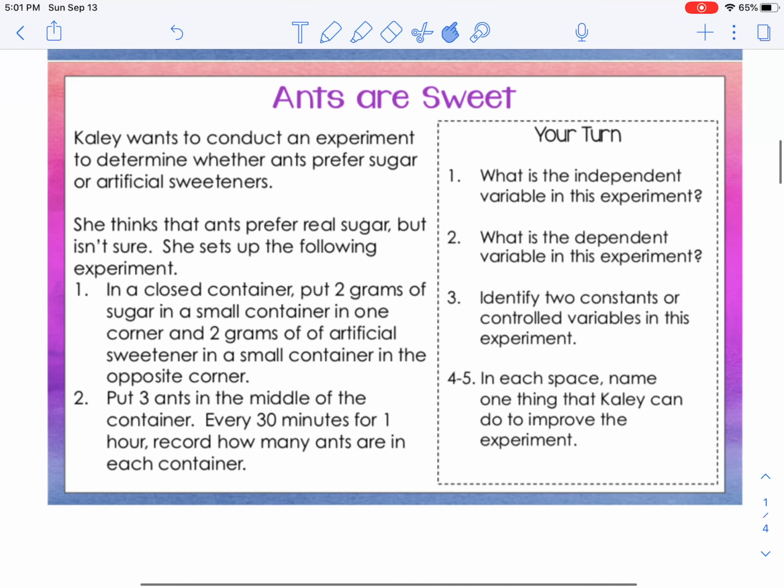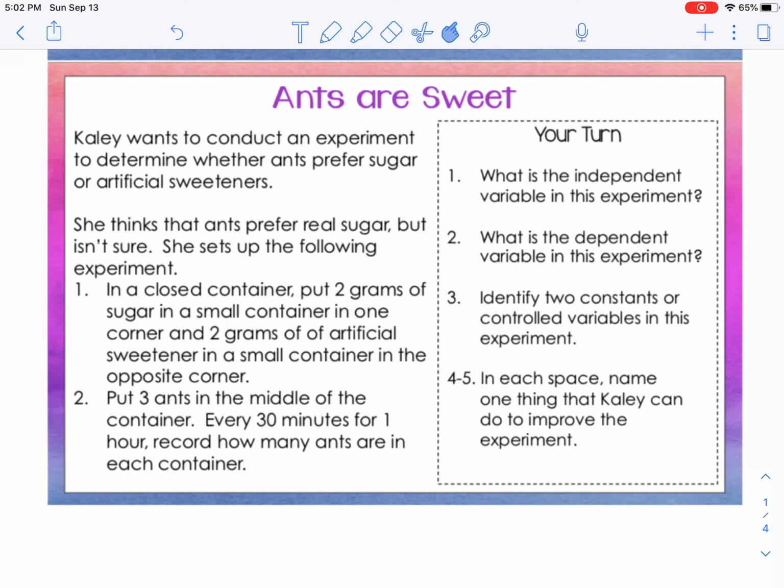So let's take a look at this very last one. Ants are sweet. Kaylee wants to conduct an experiment to determine whether ants prefer sugar or artificial sweetener. She thinks that ants prefer real sugar, but she isn't sure. She sets up the following experiment.